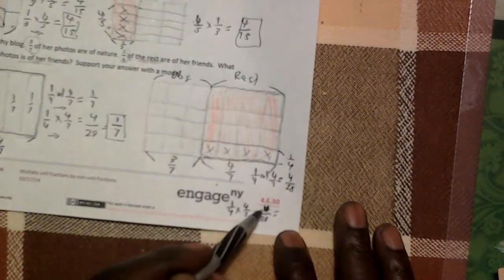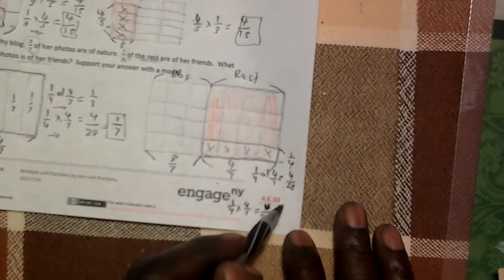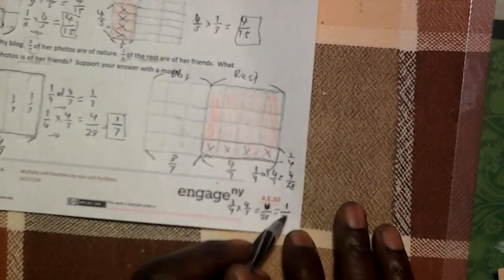So we can reduce. And we have what? We can divide both numbers by 4. So 4 divided by 4 is 1. 28 divided by 4 is 7. So we have the answers 1/7 and 1/7. Okay? And let's move on to the next sheet.